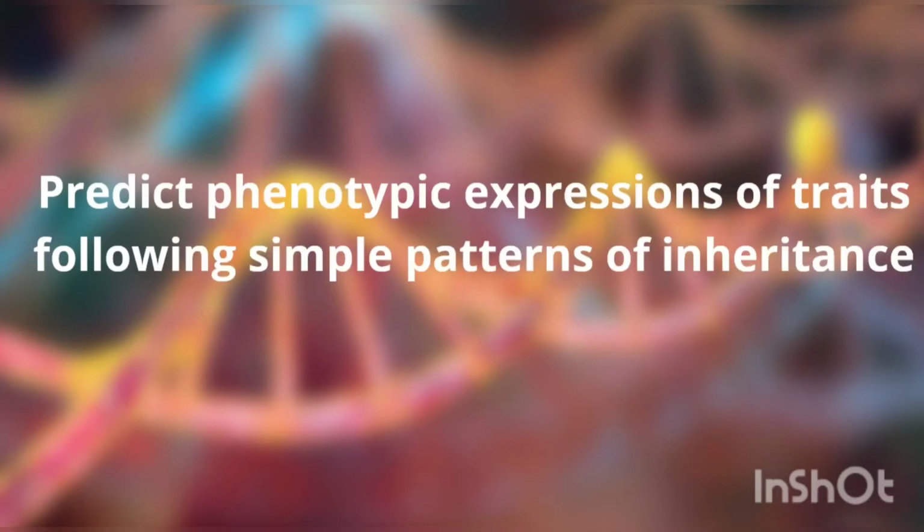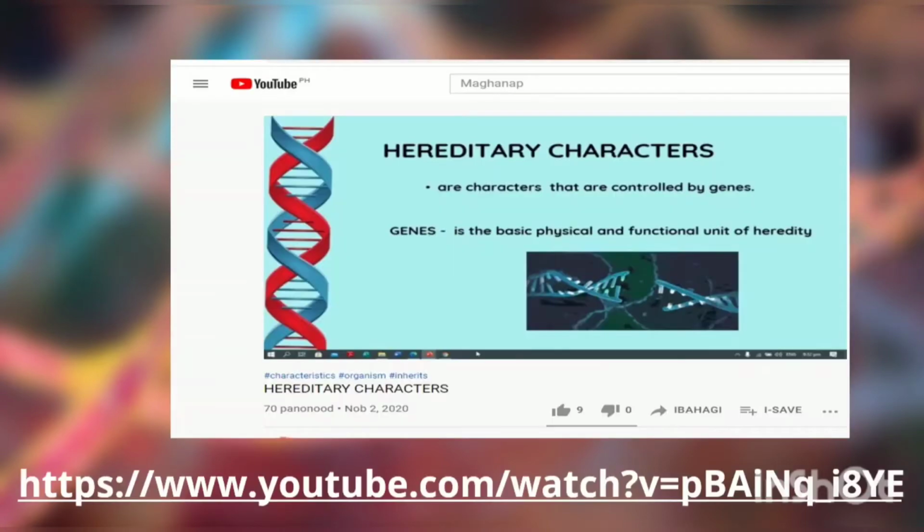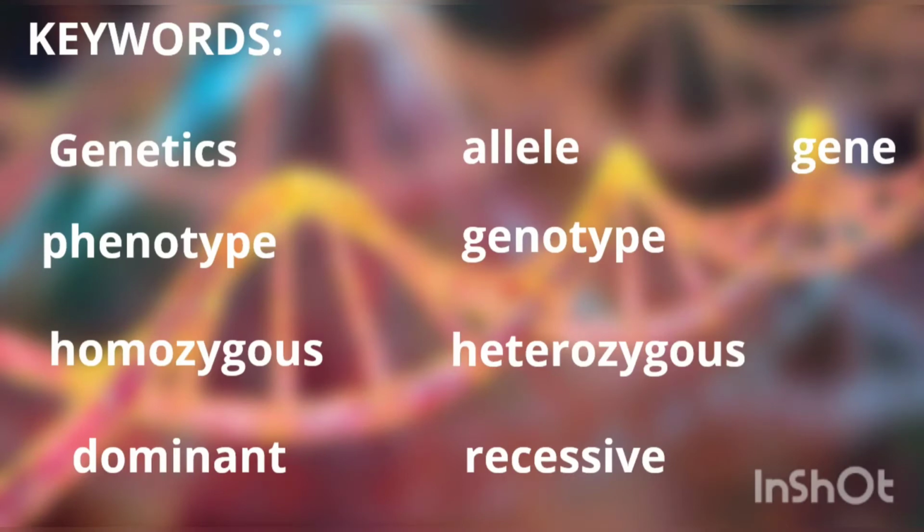In this video lesson, we will predict the phenotypic expressions of traits following simple patterns of inheritance. So this is the first part of the video lesson about the Mendelian patterns of inheritance. Make sure that you have watched the video lesson about hereditary characters. The link is flashed on the screen. So take note of these words that we will encounter as we go along discussing this topic.